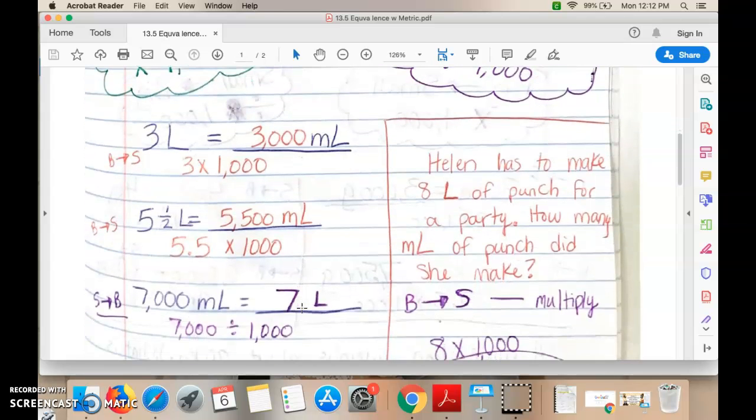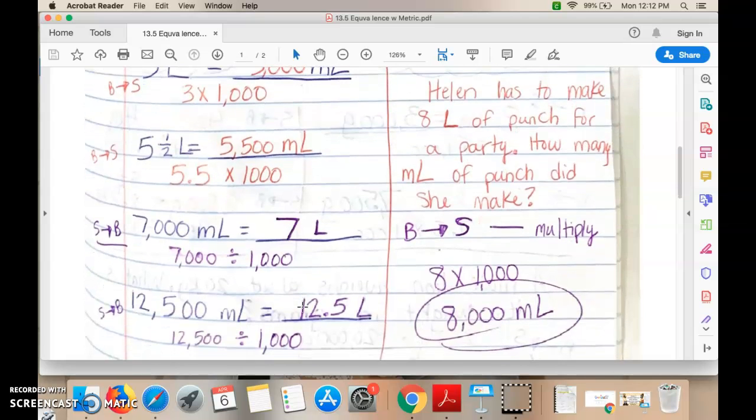Okay. If I have 7,000 milliliters and I want to know how many liters there are, now I'm going from a smaller unit of measurement to a bigger one, so I have to divide. Okay, and I'm dividing by 1,000. So if I take 7,000 divided by 1,000, I would get 7 liters.